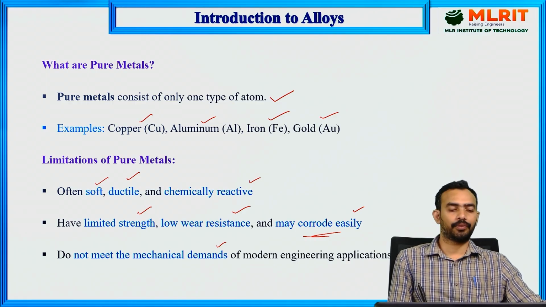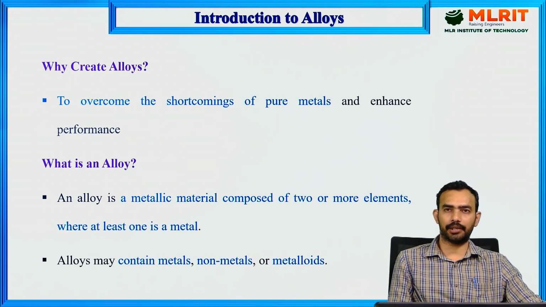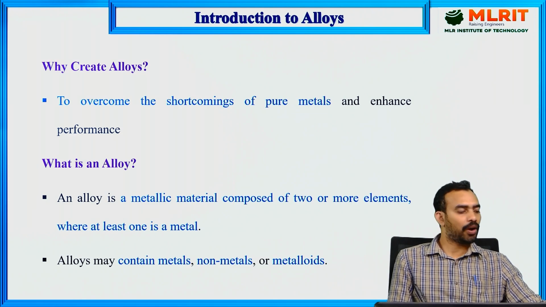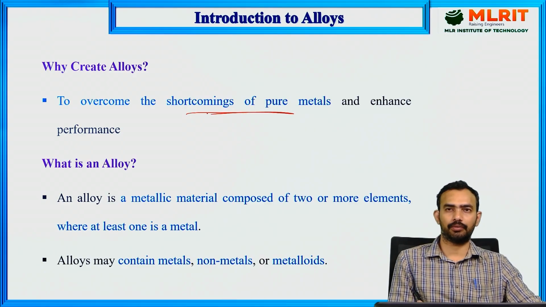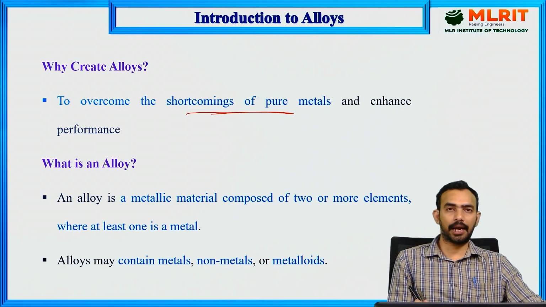So, mixing of two or more materials has been practiced, which we call alloying. Why do we have to create these alloys? To overcome the shortcomings of pure metals. We have just seen the limitations of pure metals. To overcome them, we need to create alloys to enhance the performance of the materials.